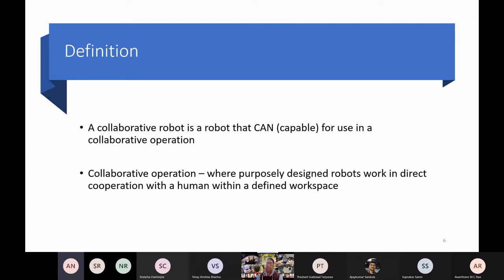Finally, with this background of definitions, a collaborative robot or CoBot is a robot capable of use in a collaborative operation. And the collaborative operation is where purposely designed robots work in direct cooperation with a human within a defined workspace. So that's how the collaborative robot has been defined.